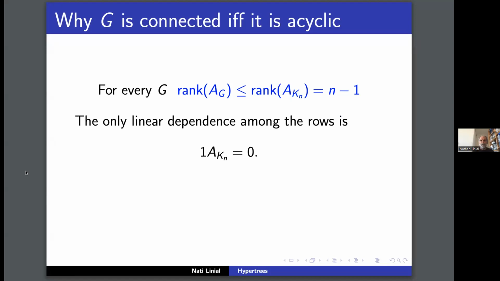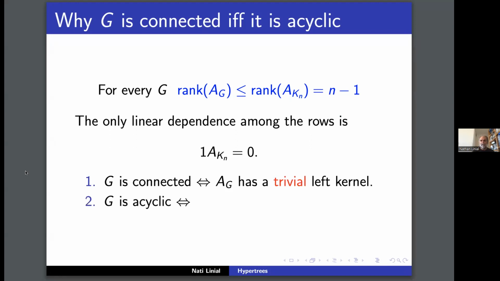On the other hand, the only linear dependence among the rows is what I said before, that you sum all the rows and you get 0, which means it's an n by n-1 matrix. There is a one dimensional left kernel, so the graph is connected if and only if the left kernel is one dimensional or trivial. And so we proved that being connected is the same as having a trivial left kernel. And being acyclic means that it has no right kernel at all. It has 0 right kernel.